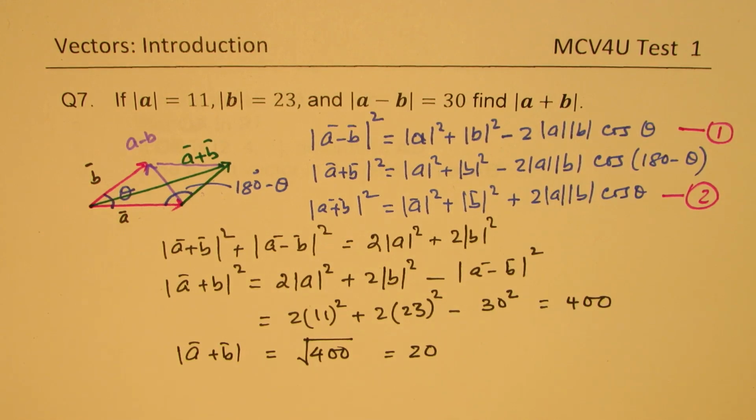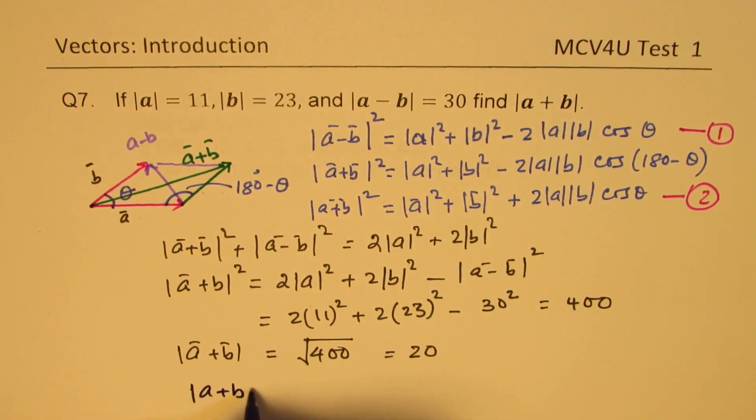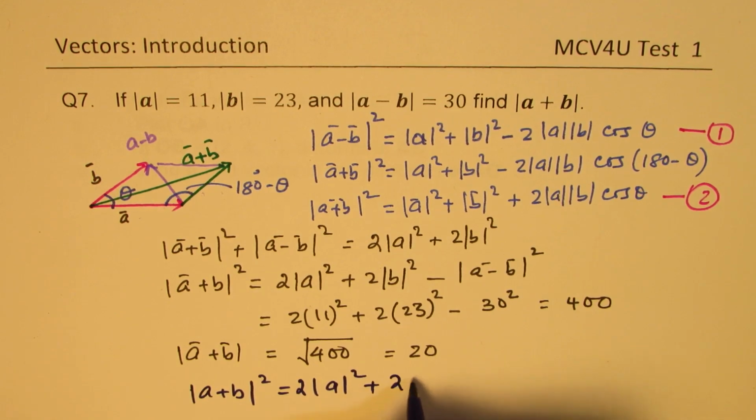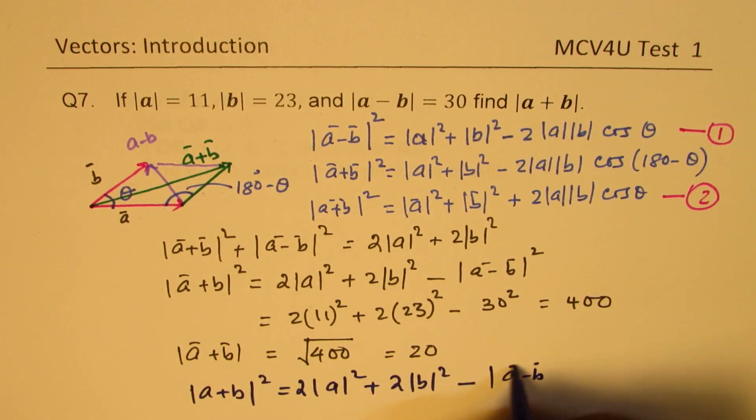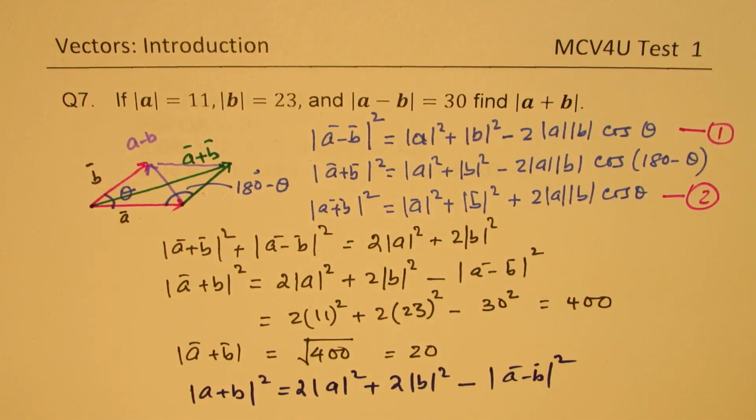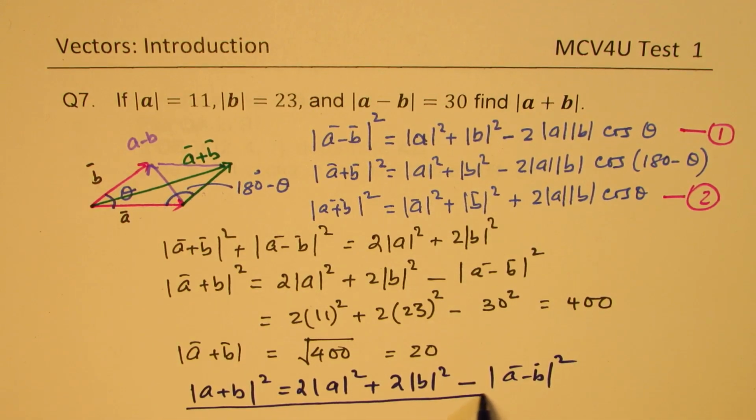So the important formula which we learned here in this exercise is that you could actually find magnitude of A plus B whole square as twice magnitude of A square plus twice magnitude of B square minus magnitude of A minus B whole square. So you could use this formula to calculate the answer for such questions, right? So I hope that is absolutely clear.